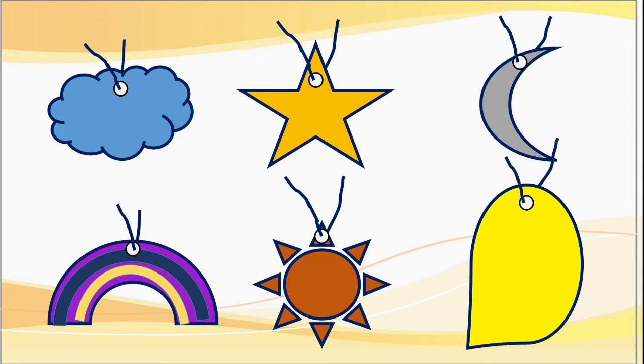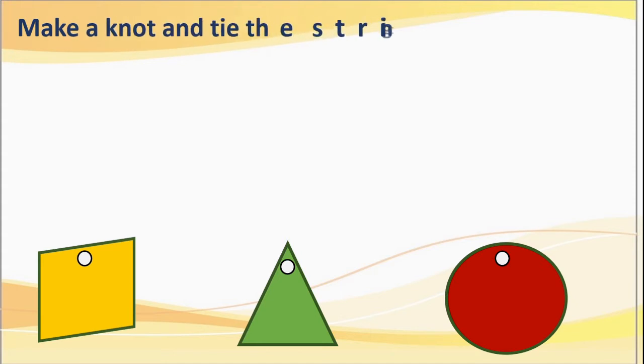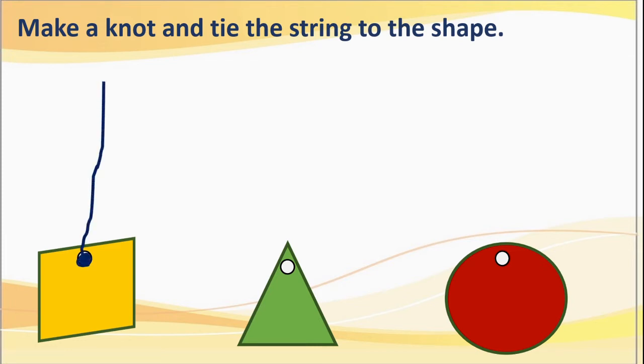Okay, our sixth step is over. Now what to do next? Here, make a knot and tie the string to the shape. Yes, we have to make a knot here. See this?